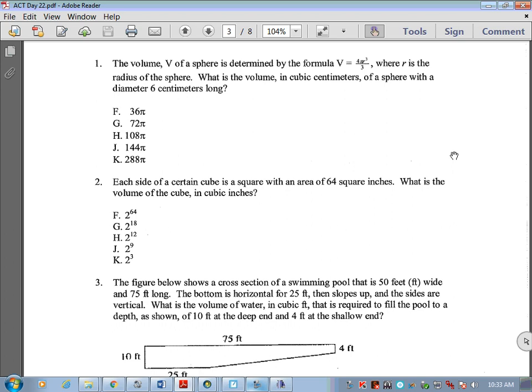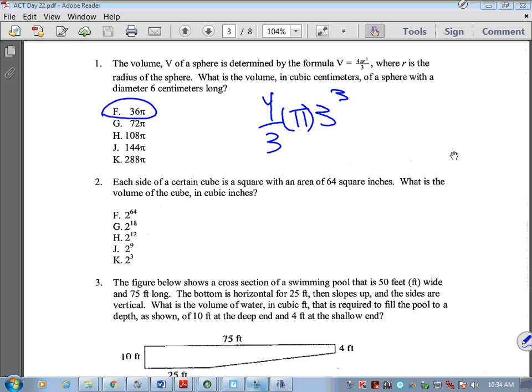So I'm guessing that's where our mistake is. So you want to rewrite that as 4/3 pi 3 cubed. Because it's in terms of pi, you can work around the pi. So 3 to the 3rd is 27. 27 times 4 divided by 3 comes out to 36 pi. Okay?